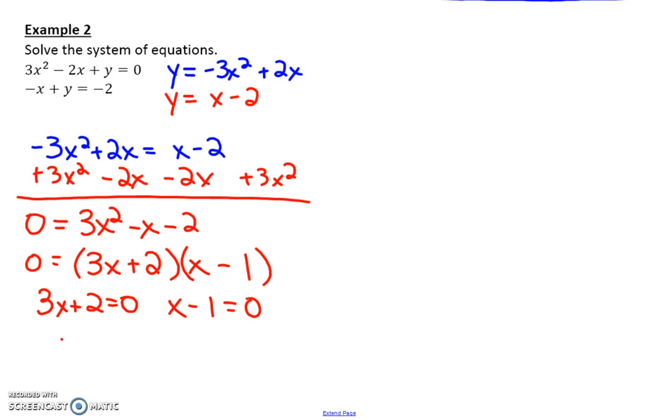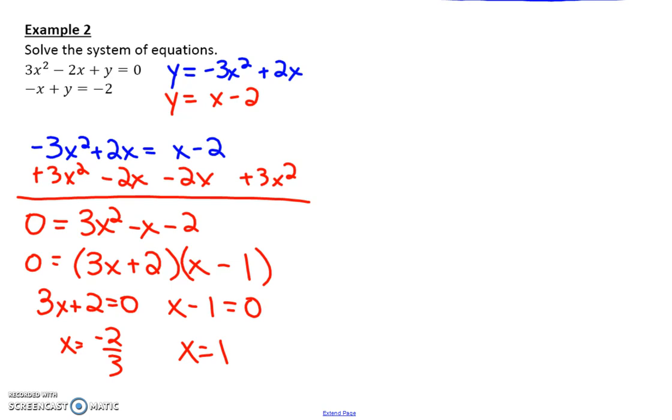And so we subtract the 2 and divide by 3, so -2/3. And then we're going to add the 1 over, so we get 1. So those are our 2 x values. But remember, to solve the system, we need to plug that back in to get the y values.